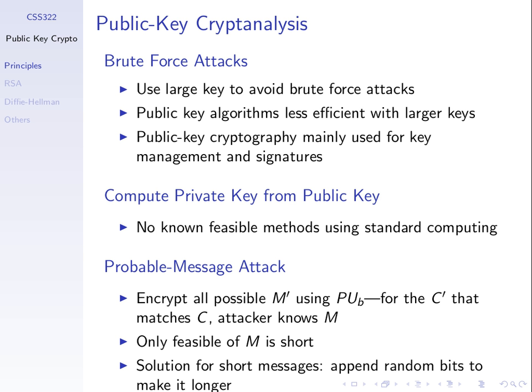So, to attack a public key algorithm, we can do a brute force attack. Try and guess the key, guess the unknown values. But again, we can prevent against that by making the unknown value large. The other way is try and compute the private key from the public key. So we need to choose an algorithm where that's hard to compute. There are no known feasible methods for computing that.